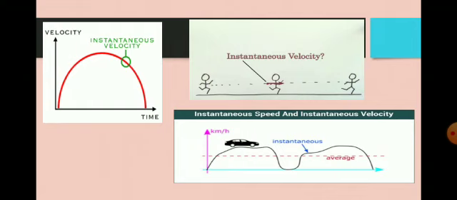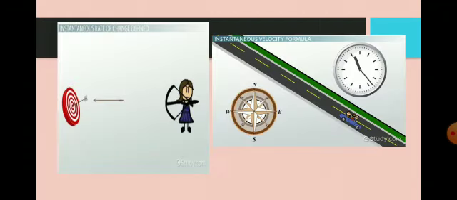In these figures, you can easily see the instantaneous velocity in a projectile, and when a boy is running fast and at some moment his speed slows down, then at that point his instantaneous velocity can be calculated. And in another figure, at the point of the blue arrow, the instantaneous velocity of the car can be calculated.